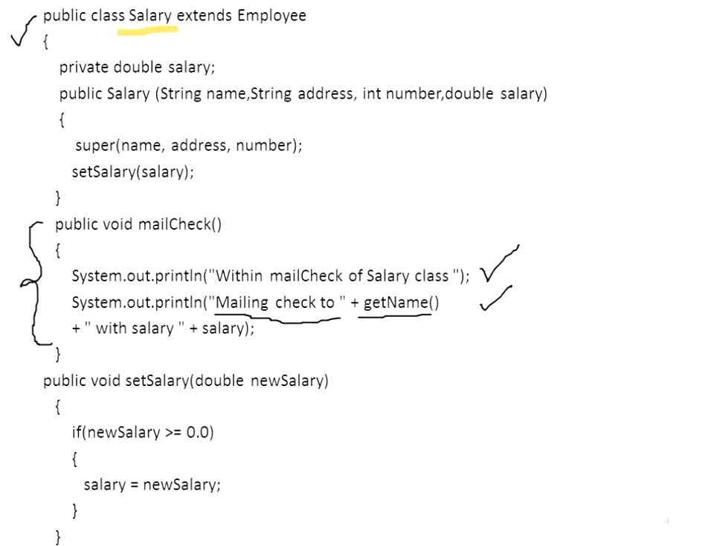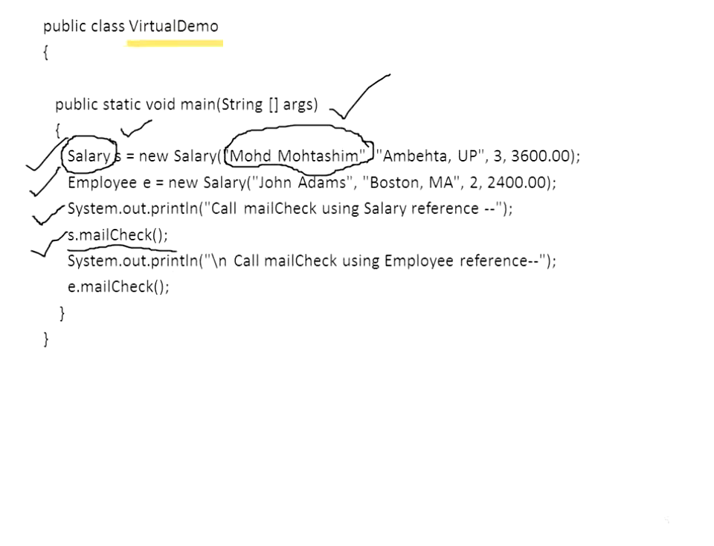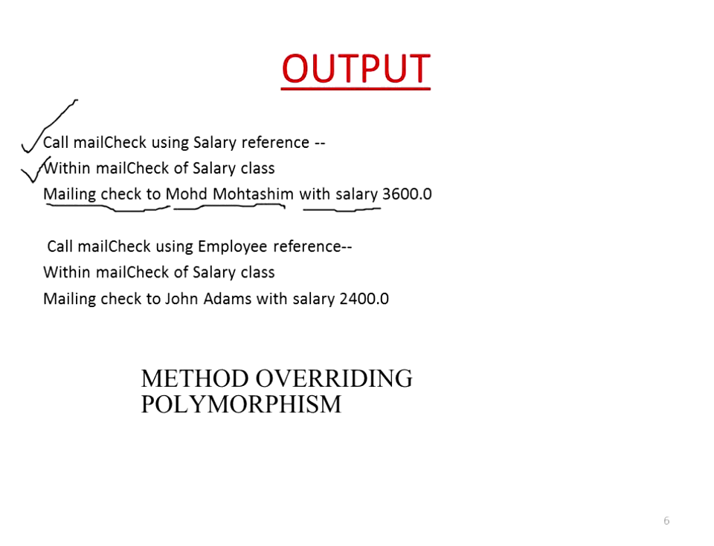And then this string is printed, with salary. And then we have plus salary. Now what is salary? Salary is this one. So it will print 3600. This is the output. Any questions? Till now, any questions?